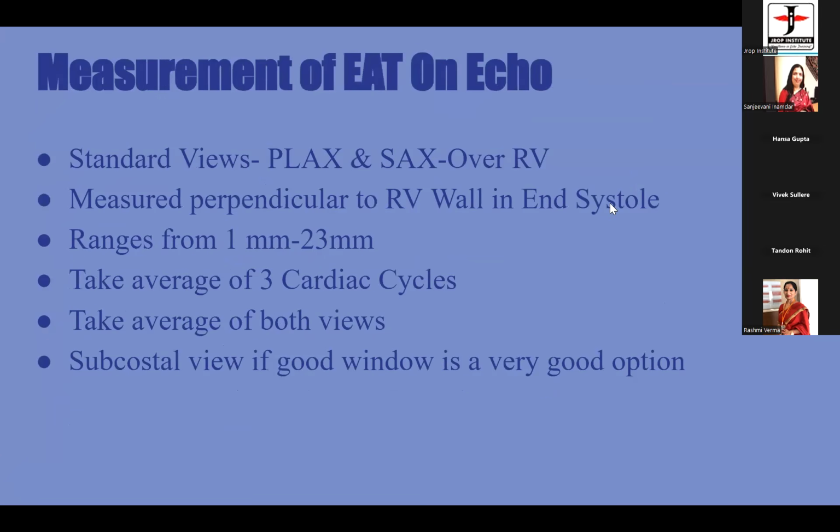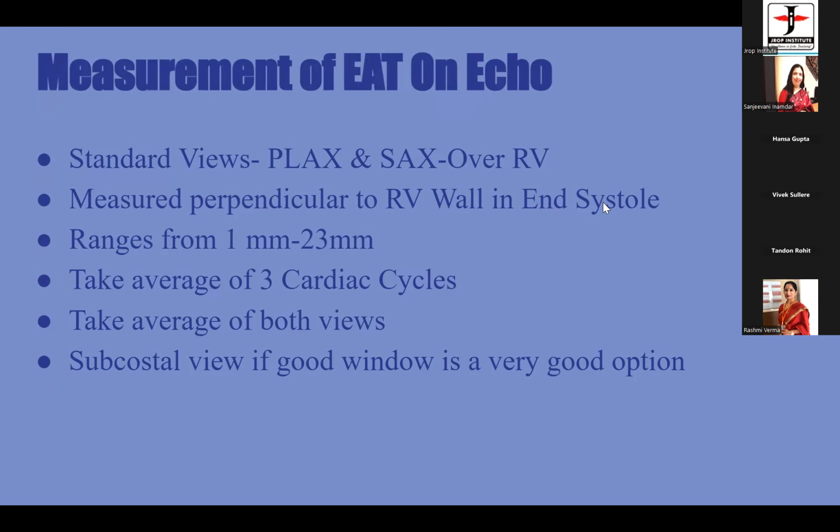Measurement of EAT on echo. What are the recommendations for measurement of epicardial fat? It is identified on standard parasternal long axis and short axis views, anterior to the right ventricle, where an echo-free space is visualized. It is measured in end systole when the heart contracts and the fat pad becomes more evident.